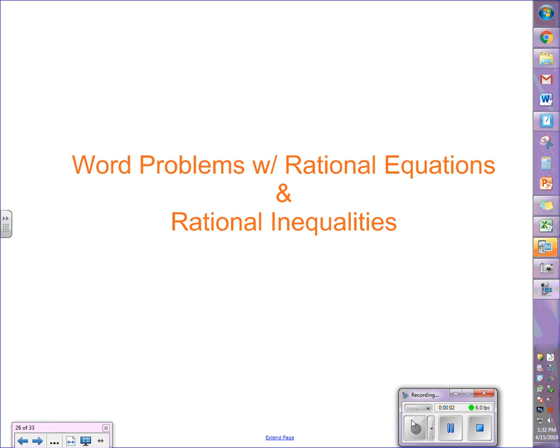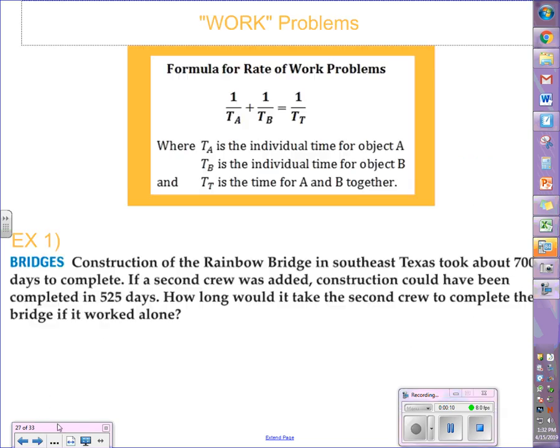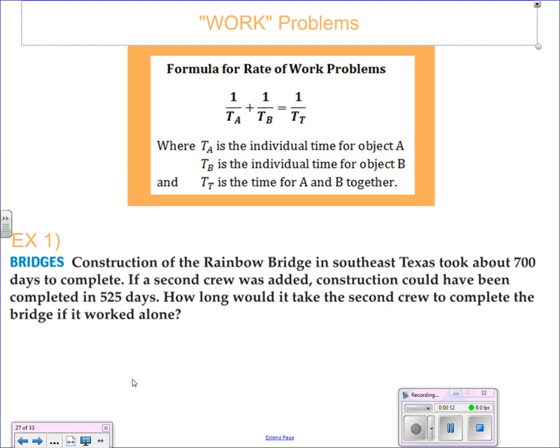Word problems with rational equations and rational inequalities. The first type of word problem we're going to discuss is a work problem.